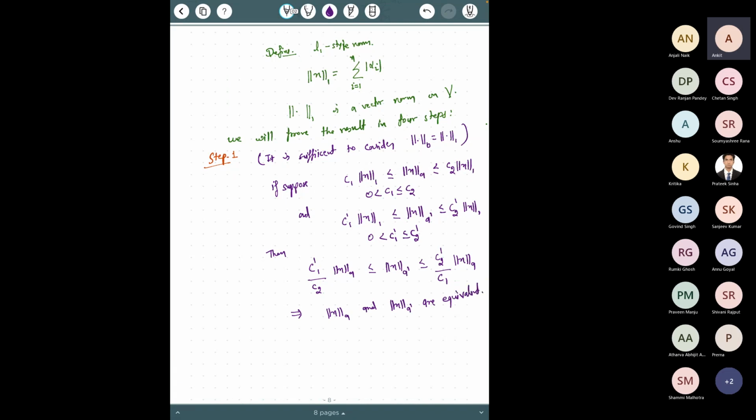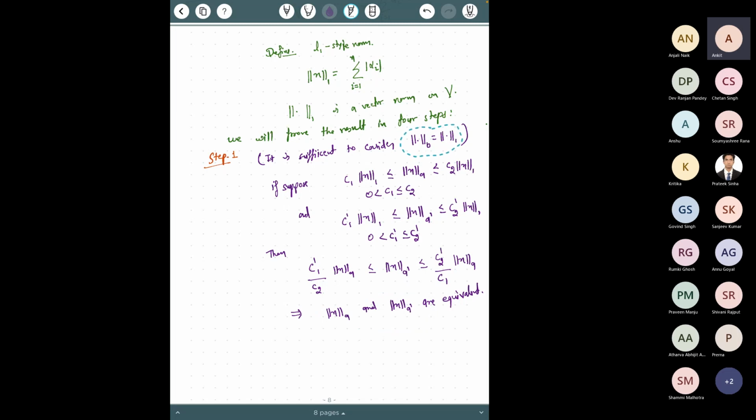Therefore, even if I prove this result for one norm, that means if I take the B norm as the one norm, then I'm done, because of this fact I can prove that any two norms are equivalent. So in the following, we will try to prove this result when the B norm is the one norm.